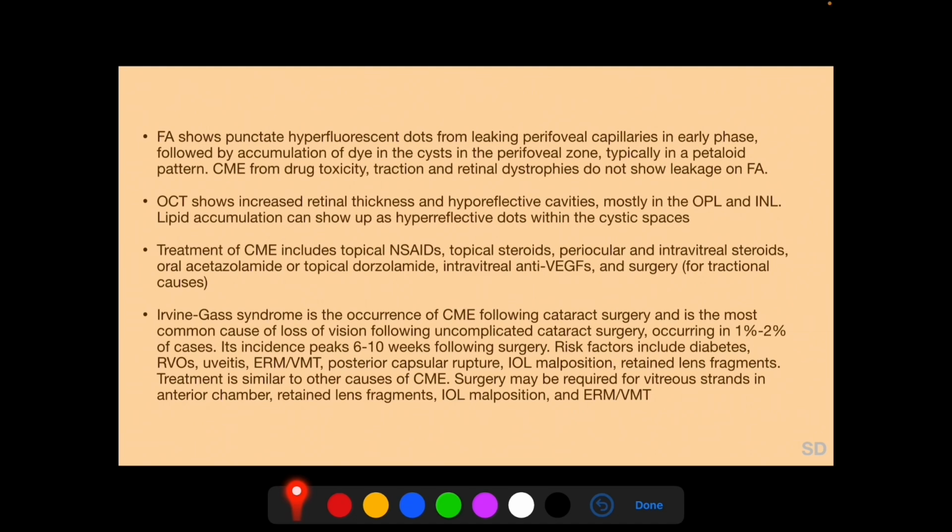Treatment is similar to other causes of CME, but surgery may be required for vitreous strands in the anterior chamber, retained lens fragments, IOL malposition, and epiretinal membrane or vitreomacular traction.